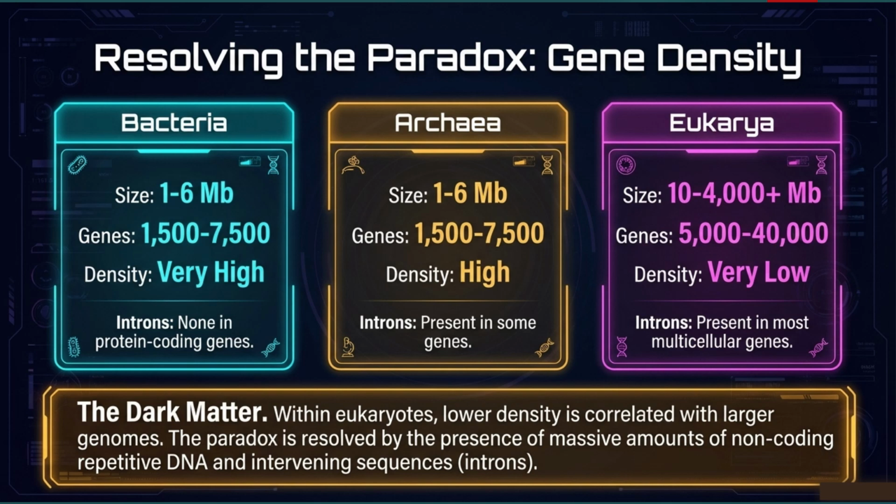Eukarya, however, exhibit a wide range of genome sizes, from 10 to 4,000 plus megabases, and crucially, very low gene density. This lower density is attributed to what we call the dark matter of the genome, massive amounts of non-coding repetitive DNA, and intervening sequences, or introns, which are present in most multicellular eukaryotic genes. It's these non-coding regions that contribute significantly to the larger genome sizes without necessarily increasing the number of functional genes.